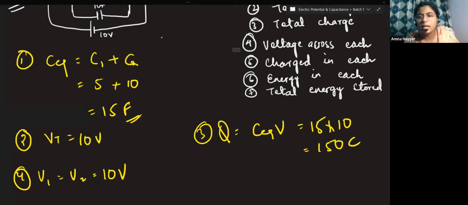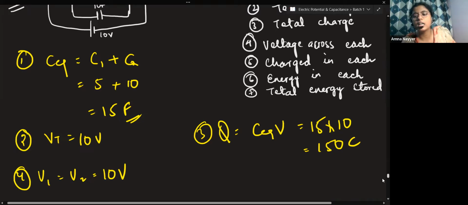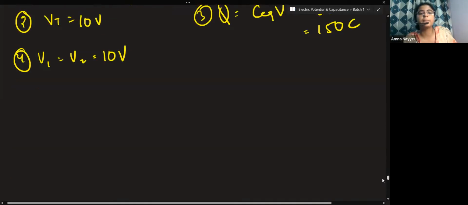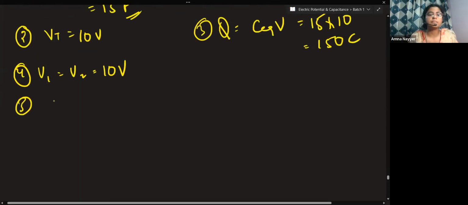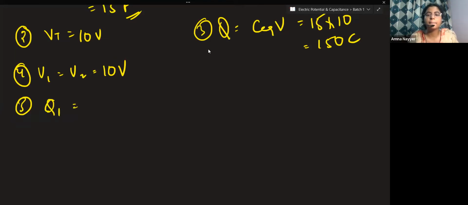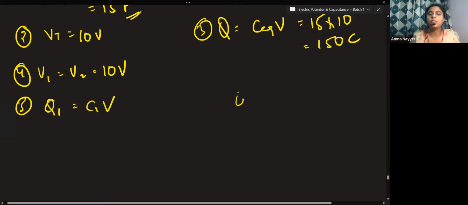Then what's the next part? Charge across each. Charge across each means Q1 will be given by... Okay, yes, right. Do mention Q1 and Q2 and also write the SI units whenever you are giving the answer. Magnitude is correct. Q1 is equal to C1 into V. Similarly, Q2 is equal to C2 into V.